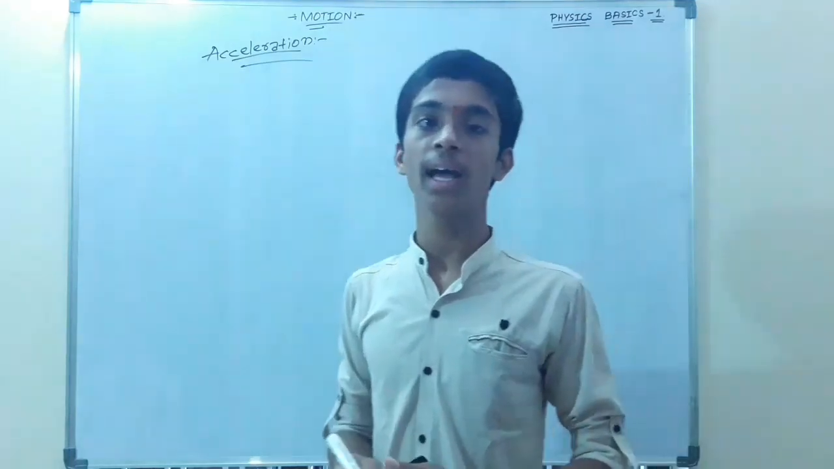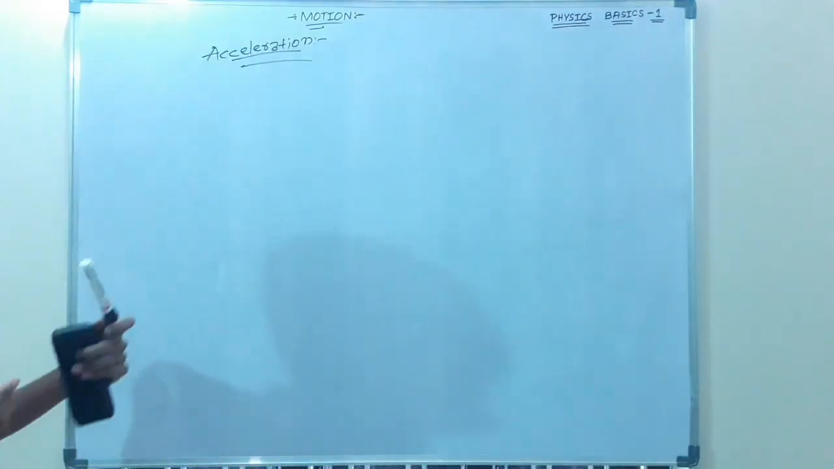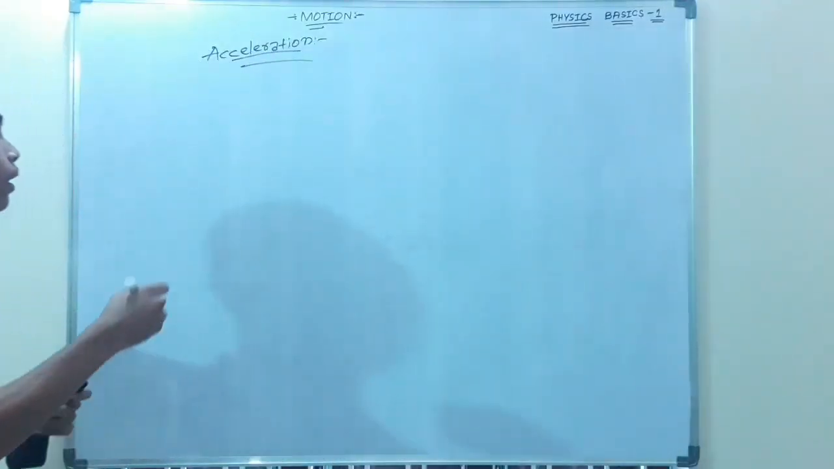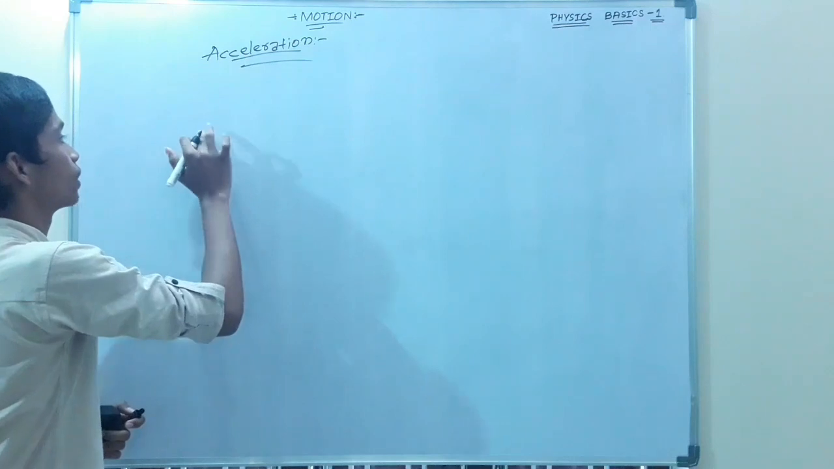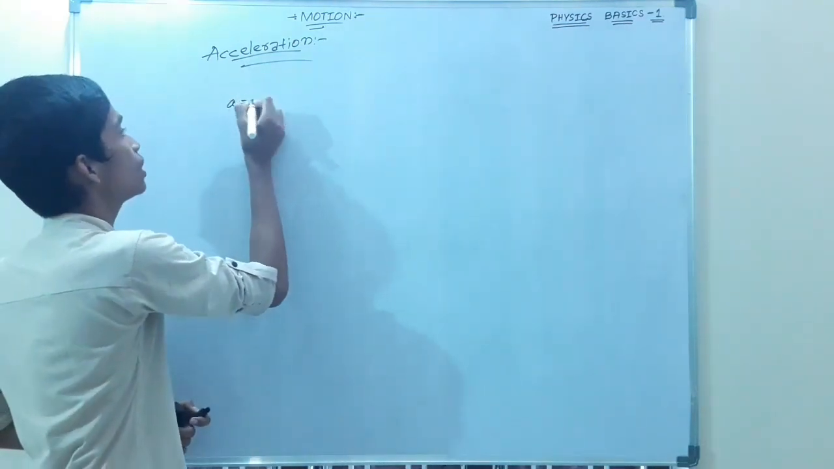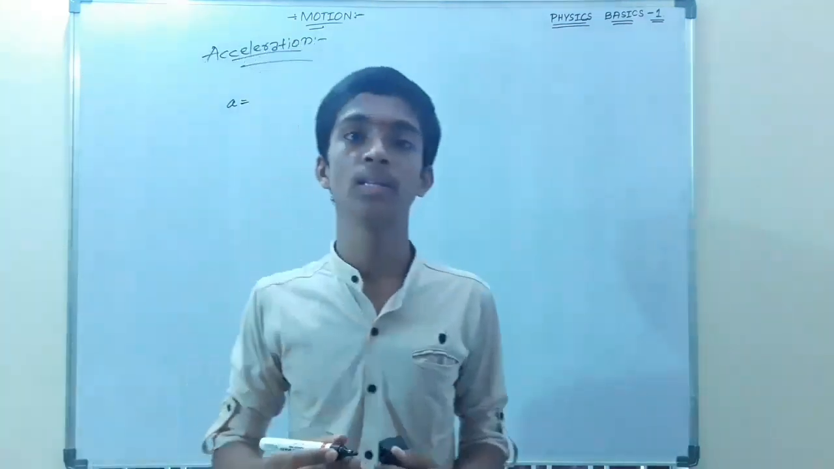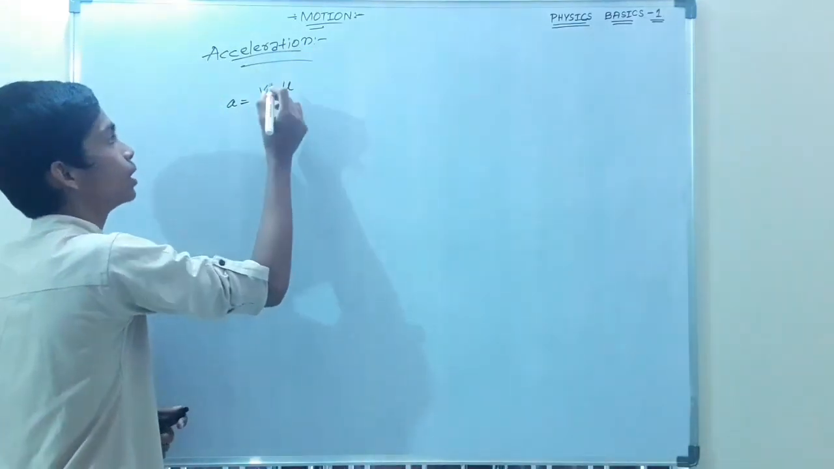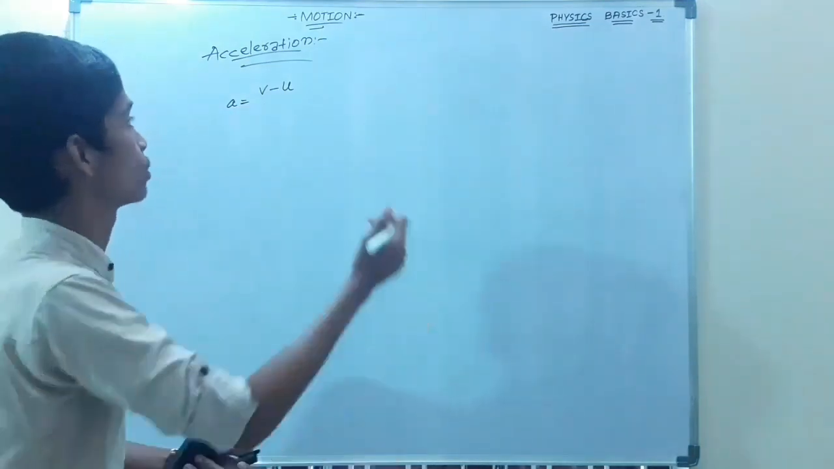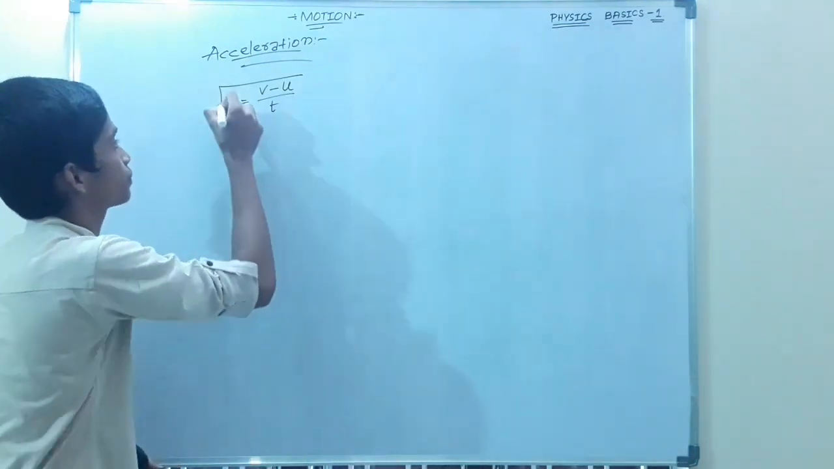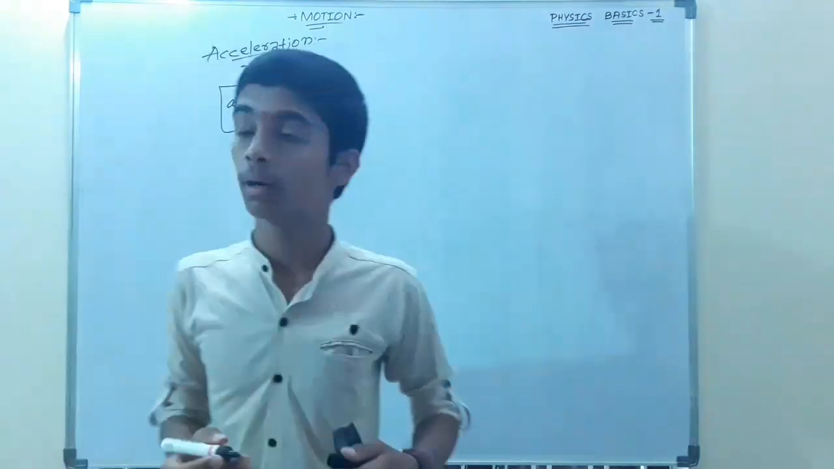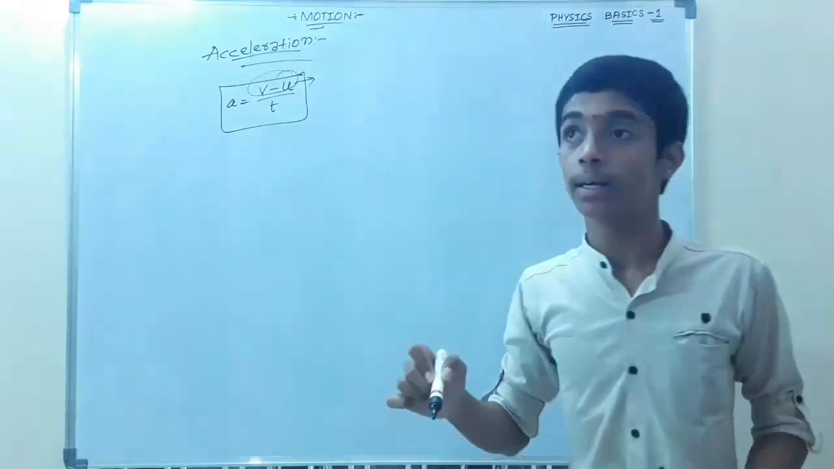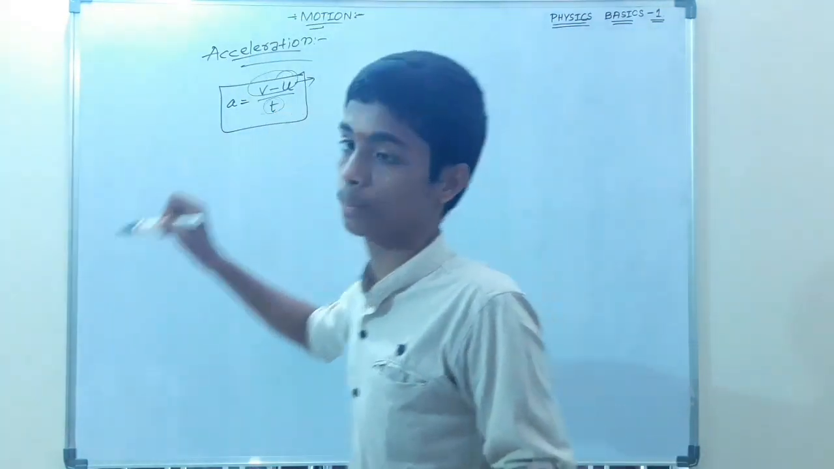Acceleration is defined as the rate of change of velocity. The rate of change of velocity is called acceleration. Acceleration is equal to the rate of change of velocity, that means final velocity minus initial velocity by t. The rate of change of position is defined as velocity, and t is the total time taken.